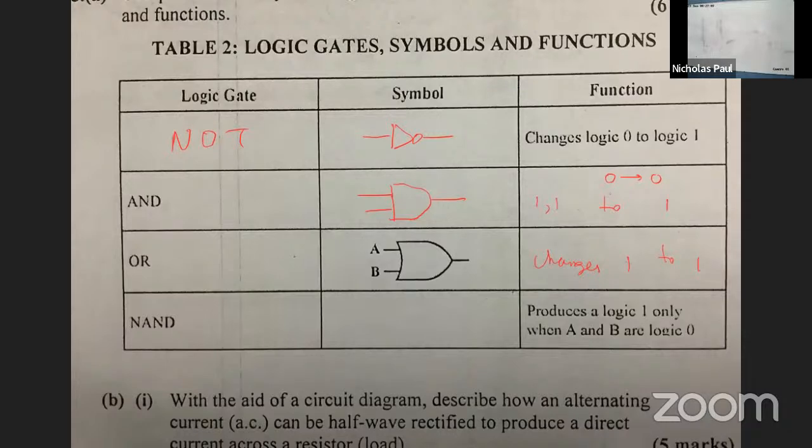Last one. How do you draw the NAND gate? 2 lines straight back and an inverter.